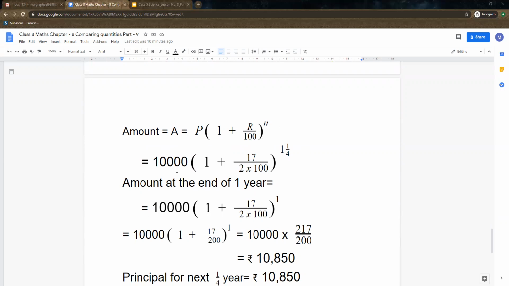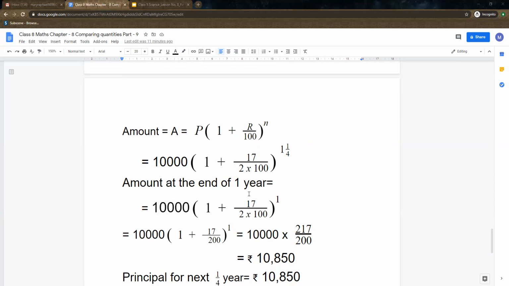Now, what is the amount? 10,000 multiplied by 1 plus, what is the rate of interest? 17 upon 2, so that 2 will come in the denominator. Multiply by 100, the whole raised to 1 integer 1 upon 4. Now, first of all, we cannot calculate this with the exponent as a mixed number. So first we will calculate the amount for 1 year, then after that we will calculate interest for the quarter year.